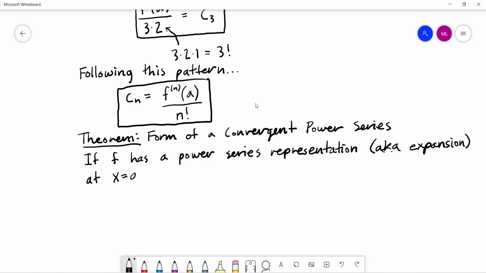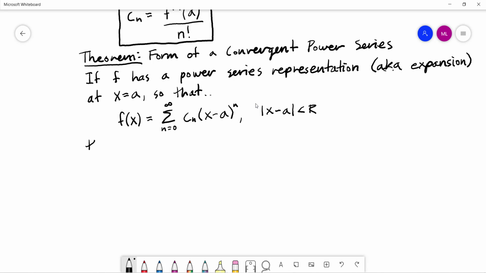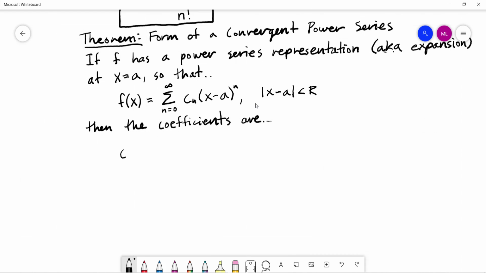At the point x equals a, such that the following is true, f of x is equal to the sum from n equals 0 to infinity of c sub n times x minus a to the nth, on some interval, so this is converging over at least some interval, then those c sub n coefficients are the following. C sub n equals the nth derivative of f evaluated at a divided by n factorial.